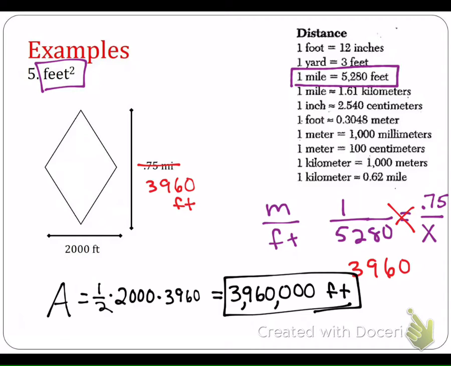You have to use your labels, okay? There's a big difference between 3 million feet and 3 million miles. These are actually square feet.